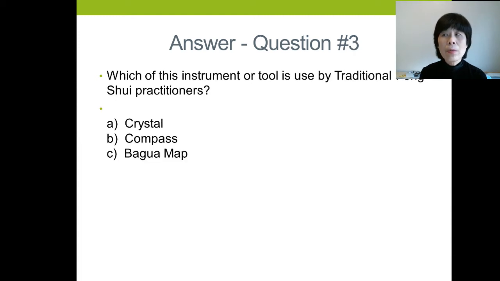Now question number 3. Which of these instruments or tools is used by traditional feng shui practitioners? Is it A, crystal, B, compass, or C, the Bagua Map? If you answered the compass, you've got it right. So the answer is B.